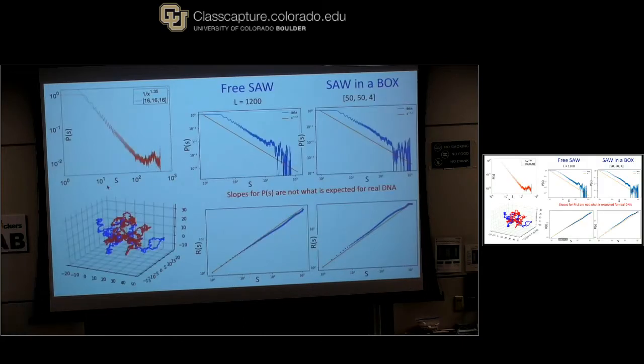As we learned, first we have to study the most boring and useless case, the free self-avoiding random walk in unconstrained geometry. In this case, we can measure P of S and R of S, and what we find is that they scale as they are supposed to scale. So it's boring. It's excellent.